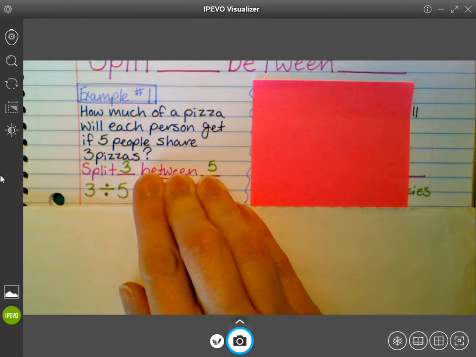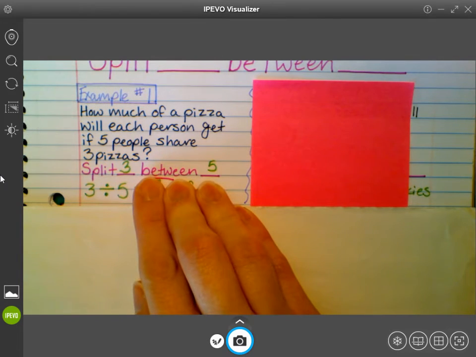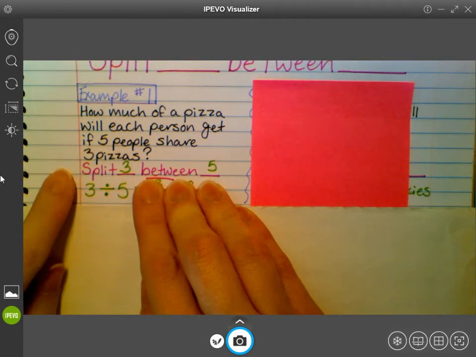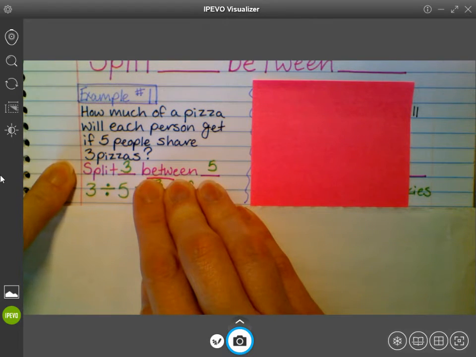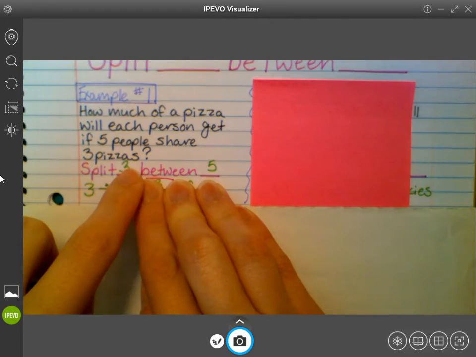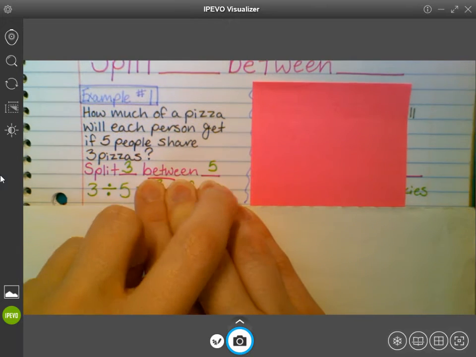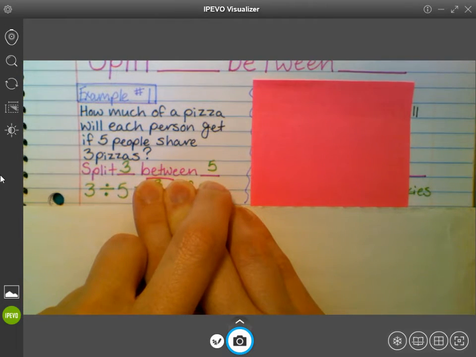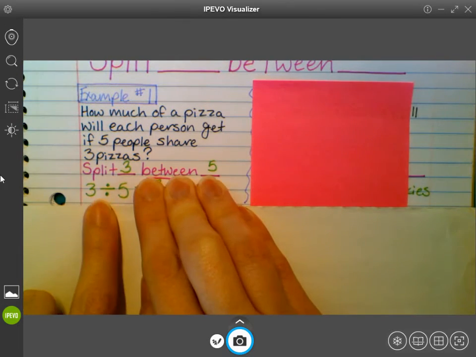Okay. Now, is there anyone who wanted to write 5 divided by 3? Yes, because instinctually we want to take the larger number and divide it by the smaller number, right? But that's not what we're doing. We're splitting 3 between 5. So we're taking 3 and dividing it into 5 portions for 5 people. So we're taking 3 and dividing it by 5.